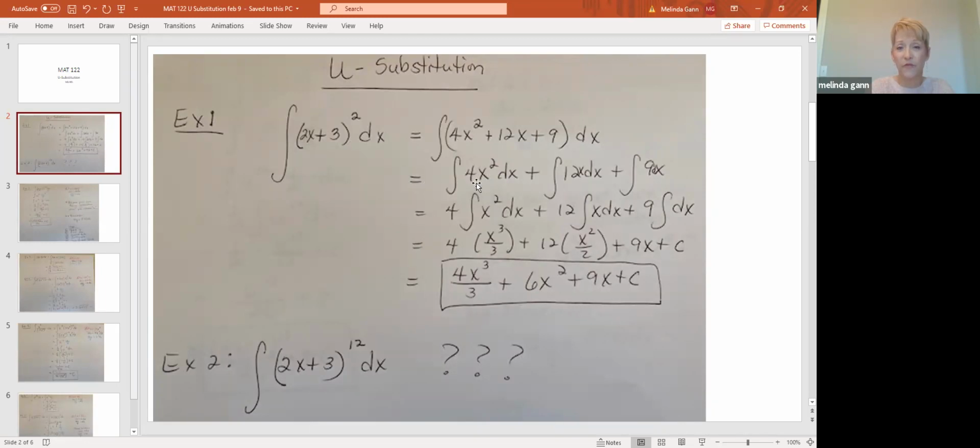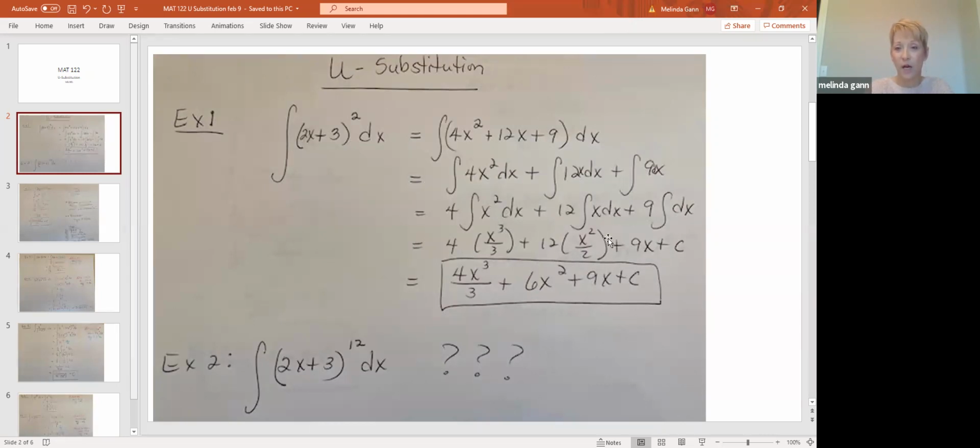Remember, you can pull numbers in front. So if I pull that 4 in front, I'm integrating just x squared, and that's going to be my power rule. If I pull that 12 in front, then I'm just integrating x, and again, that's my power rule. And when I pull that 9 in front, then I'm integrating dx, and that's what I'm supposed to have memorized. Remember what your power rule says. You add 1 to your exponent, so 2 plus 1 is 3, then you have to divide by that same power. Remember, you have to keep that 4 that was in the front.